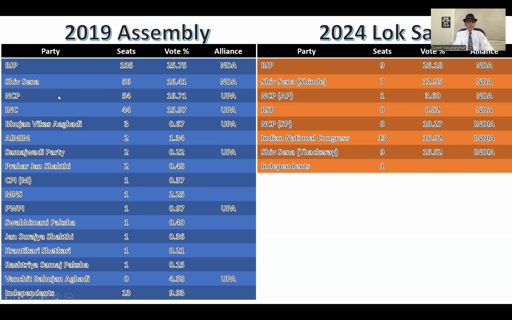Then you have Sharad Pawar's NCP that got 54 seats with a 16.71% vote share, and Congress had 44 seats with a 15.97% vote share. And then there were some smaller parties which got a few seats on the UPA alliance. So this is how the 2019 Assembly elections panned out.